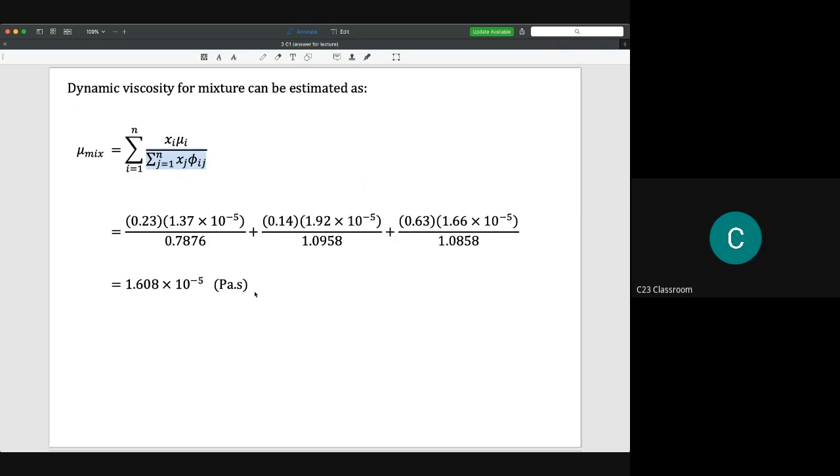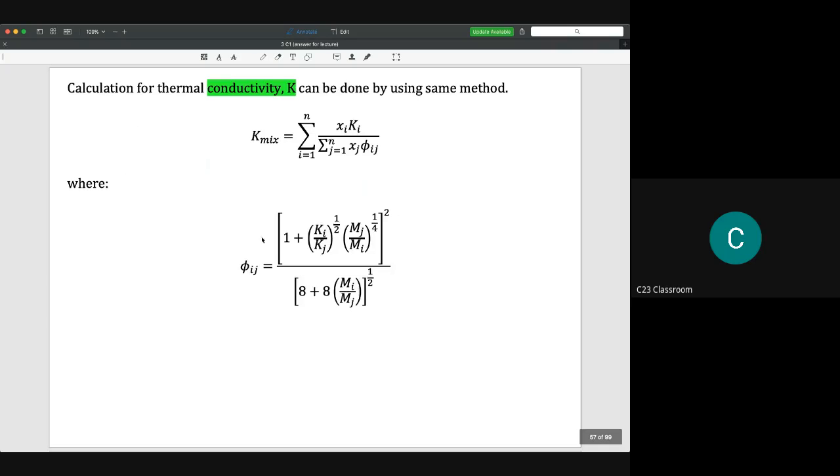And then if we want to calculate the conductivity k, we could use the same method, but make sure that you use the equation for conductivity. So we have the equation for conductivity shown in this slide, and then this is the equation for phi here.